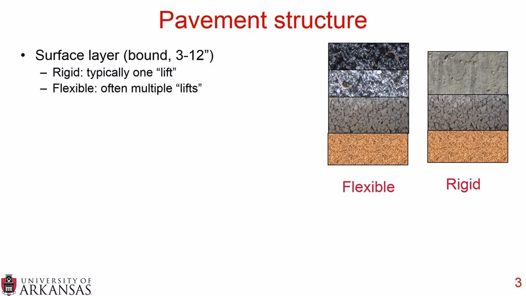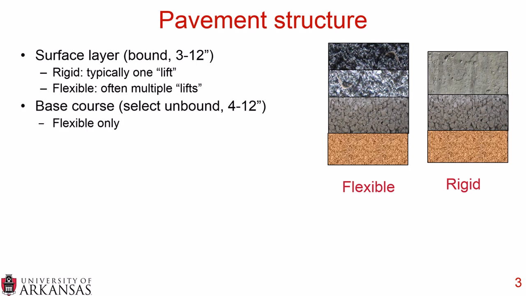So all pavement structures have a surface layer, and this is bound material, anywhere from 3 to 12 inches. And for rigid pavements, as you can see on the right, there's typically one lift of concrete, and that's the very top layer. And flexible material often has multiple lifts. So you can see two lifts there of bound material in the flexible pavement structure on top.